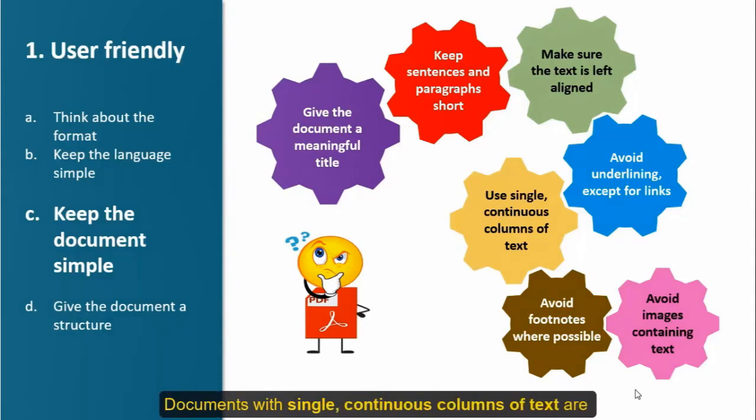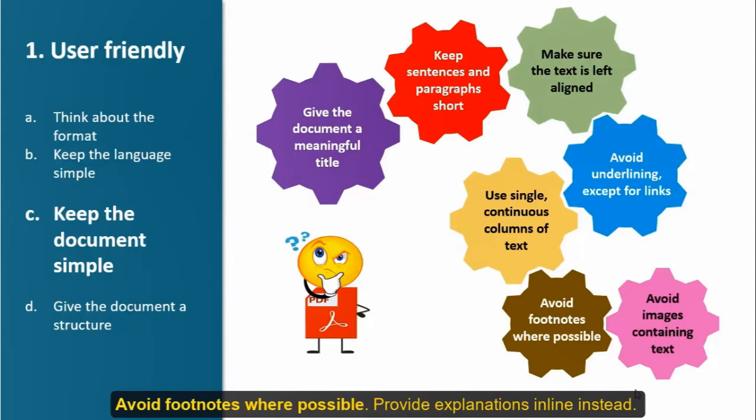Documents with single continuous columns of text are easier to make accessible than documents with a more complex layout. This definitely helps screen readers read text in a logical read order. With blocks of text sitting in different positions on the page, screen readers don't know what order to read it out. Avoid footnotes where possible.